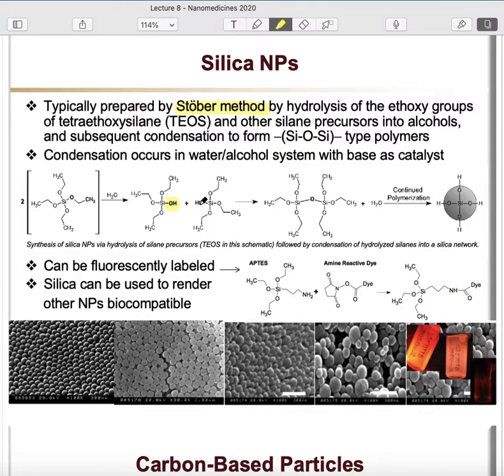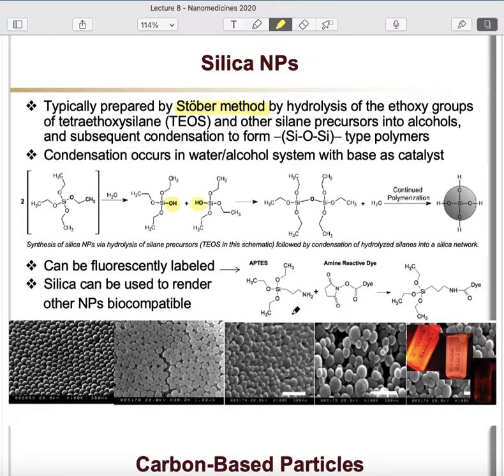And then once this happens on several molecules, the alcohols can come together in a condensation process to form the Si-O-Si backbone of the polymer. This can, of course, occur not on just one side, but on all sides, possibly leading to the formation of a polymer system.